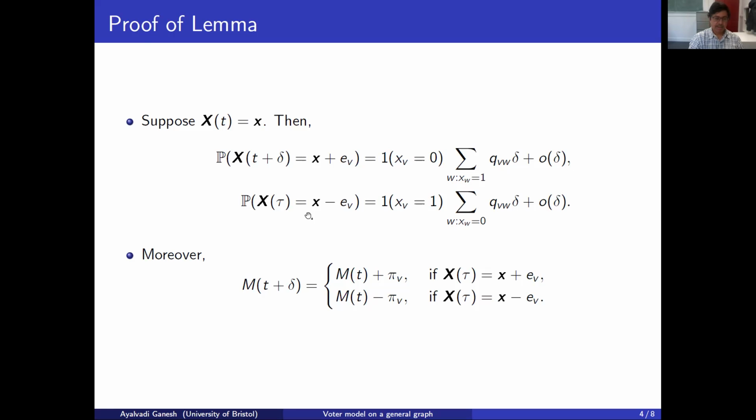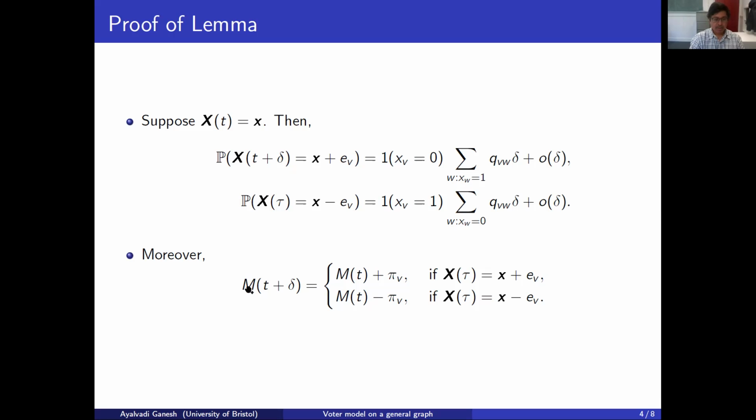So the probability that at time t plus delta, the voter model is in configuration x minus ev is again given by the rate of jumping from x to x minus ev times the length of the time interval, which is delta plus little o of delta. Okay, so these are the possible changes in configuration over a small time delta. From your initial condition x, you can either go to x plus one unit vector corresponding to the vth element, or x minus the same unit vector.